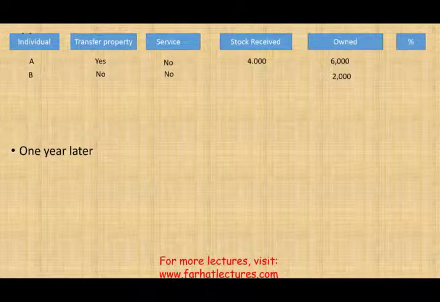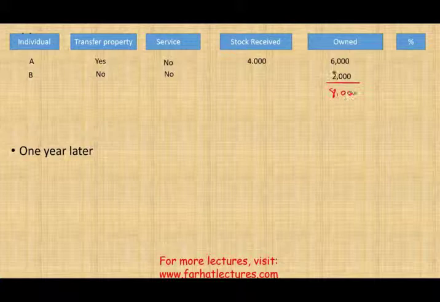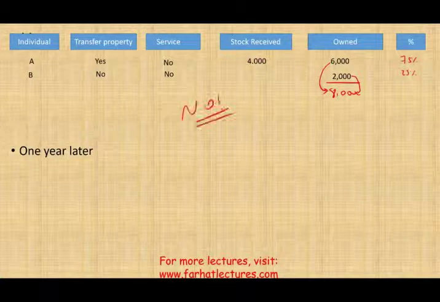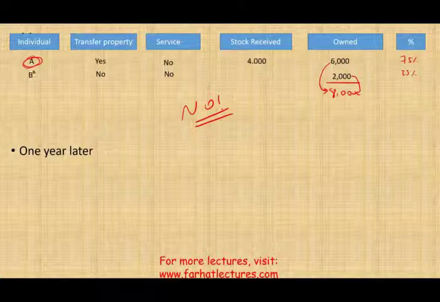So let's take a look at this. Between A and B, we have 8,000 shares. And A, 6,000 divided by 8,000, owns 75%. And B owns the remainder, 25%. With this transaction, would A qualify for Section 351 treatment? And the answer is no, because Section 351 applies per transaction, and after this transaction, A is not in control of the corporation.